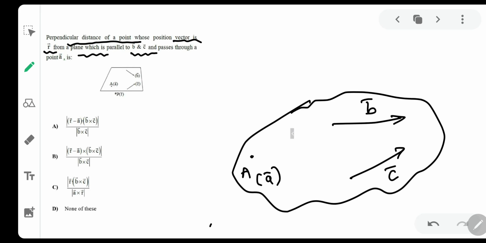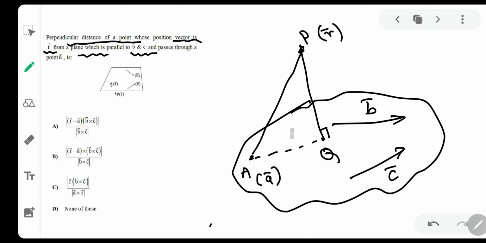And there is a random point P which has position vector r bar. Now what we need to do is find out the perpendicular distance of this point from the plane. So let me do one thing. Let us drop a perpendicular and let the foot of the perpendicular be Q. Let us join AP. Okay, so we have joined AP and let this be AQ.